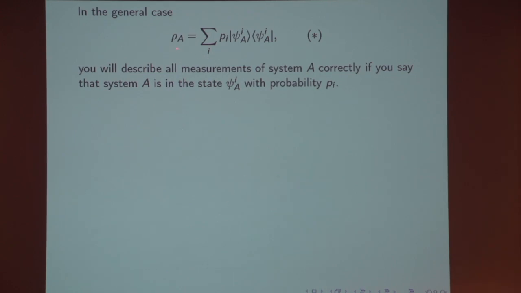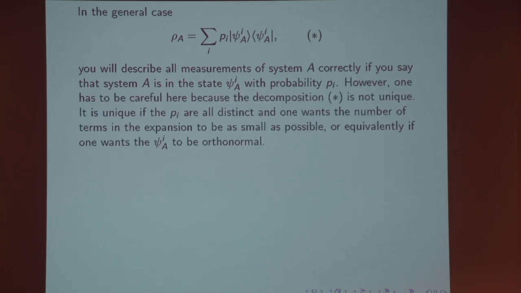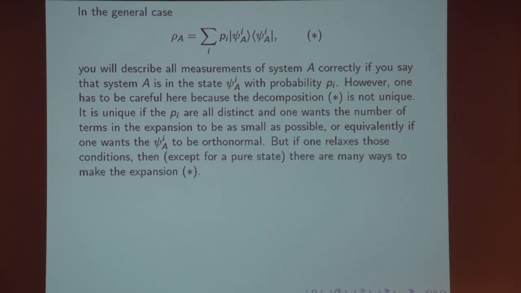In the general case, whatever the density matrix is, you'll describe all measurements of system A correctly if you say that the system is in the state psi i of A with probability p sub i. But you have to be cautious about that interpretation because in general this decomposition isn't unique. It's unique if you want the number of terms to be as small as possible or if you want the psi A i's to be orthonormal. But more generally it's not unique.